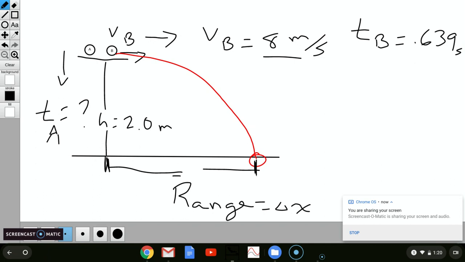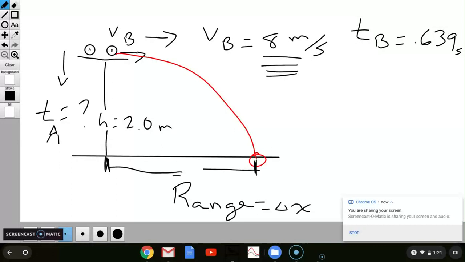So what we're supposed to calculate now is what is the range? How far did it move sideways, in the x direction? Think back to the last video. What is the motion of the ball in the x direction? The motion of the ball in the x direction is constant. It's a constant velocity. That means the ball is moving sideways at 8 meters per second the whole time.